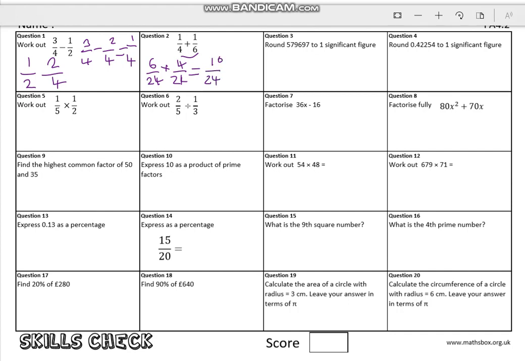We would, however, have to make sure we simplify this, so we can obviously halve both of them, and if we halve 10 we get 5, and if we halve 24 we get 12. So that would be the answer for that one.